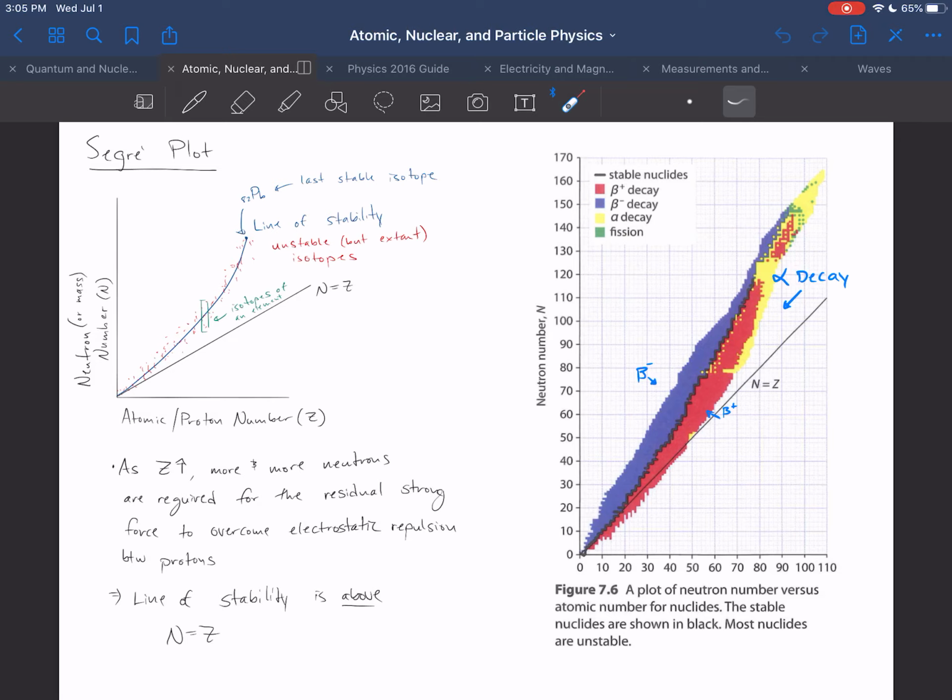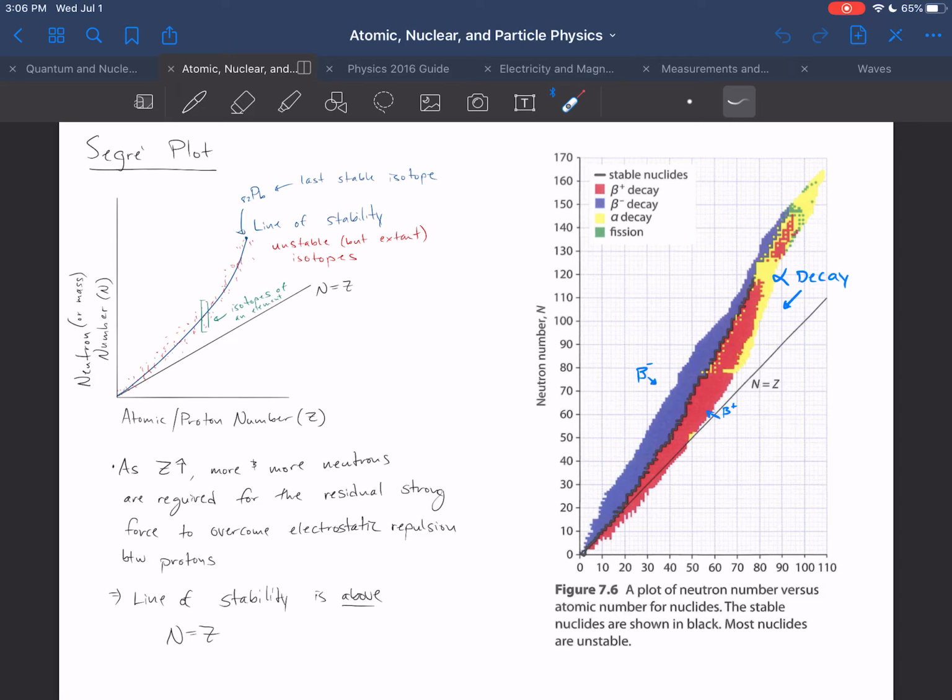And we discussed how the stable nuclides lie on a line that bends upwards above the N equals Z line, where N equals Z means that the number of neutrons is equal to the number of protons. And as it turns out, it is possible to predict from general regions of the Segre plot what kind of decay you might expect an unstable nuclide to undergo.